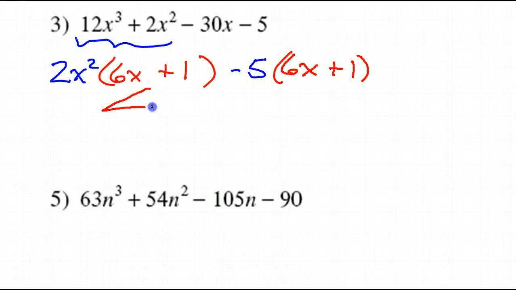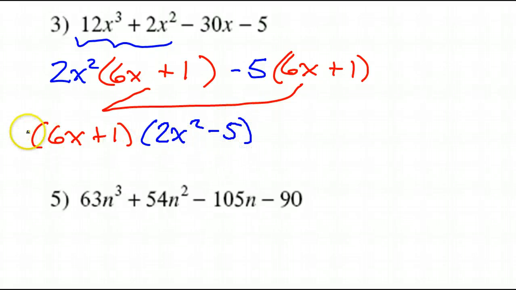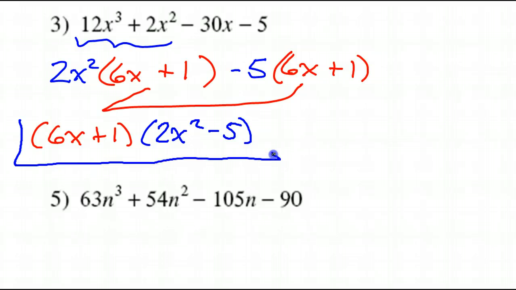That is the common factor, so once again I'm going to bring that common factor out front. So I will have 6x plus 1 in the front. If I take that away, that leaves the blue stuff behind. So I will have 2x squared minus 5. This cannot factor any further. That means this is the final answer.